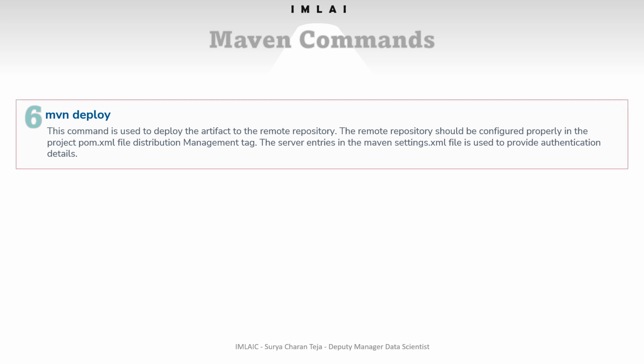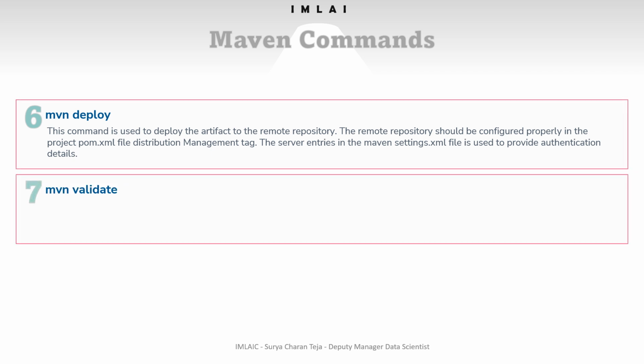But if you want to add deploy, the most important activity to be done is you have to enter into the pom.xml. In that pom.xml file, you find the section called distribution management tag, and then there you will find the server entries in the maven settings.xml file. So there you have to give the authentication details of the server where you want to deploy this. And we have maven validate. This command validates the maven project, that everything is correct and all the necessary information is available.